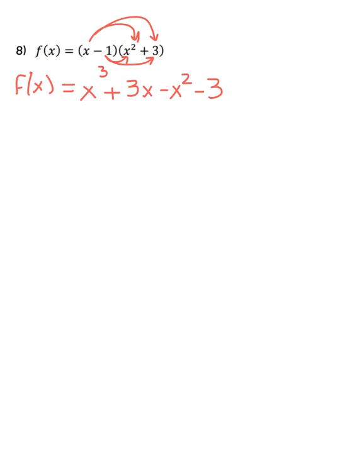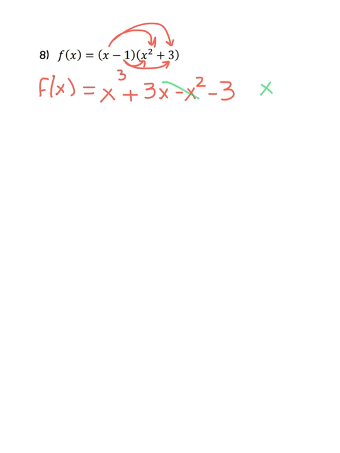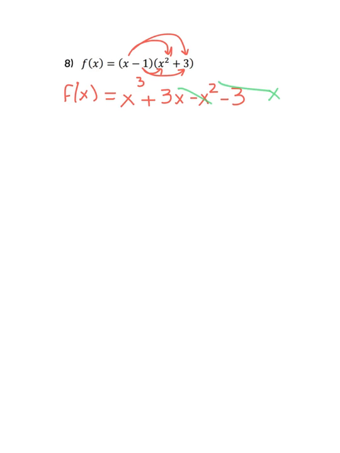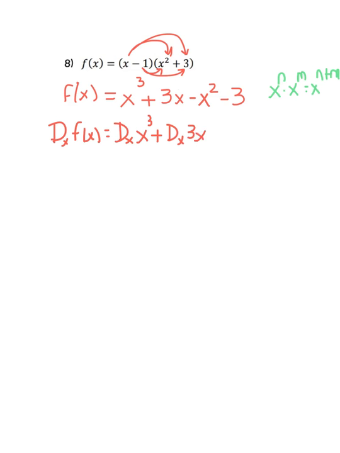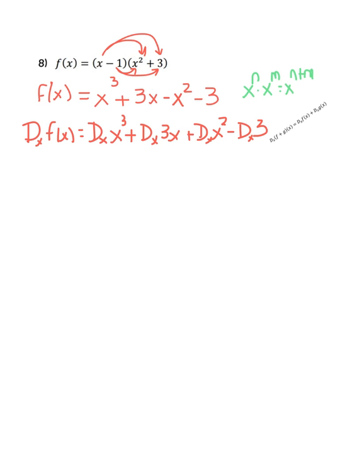And what I'm doing is just applying the rule of exponents that says x to the n times x to the m equals x to the n plus m. And then the derivative of f of x is equal to, again, the derivative of x cubed plus the derivative of 3x plus the derivative of x squared minus the derivative with respect of x of 3, which is the sum rule.